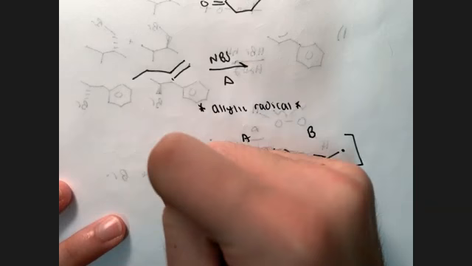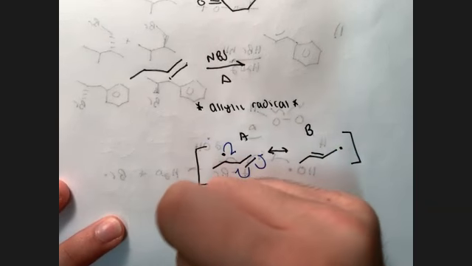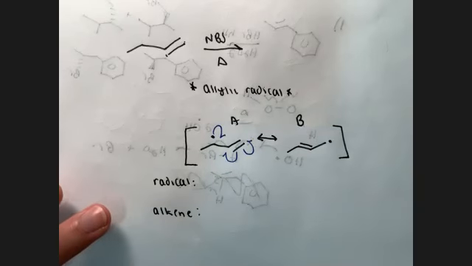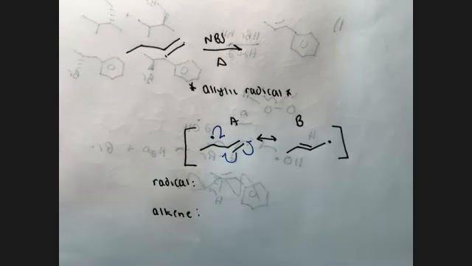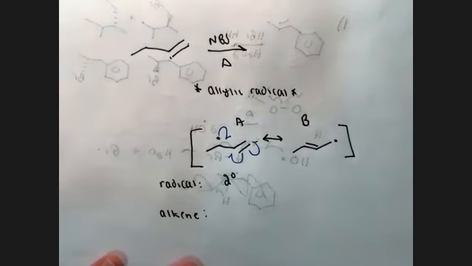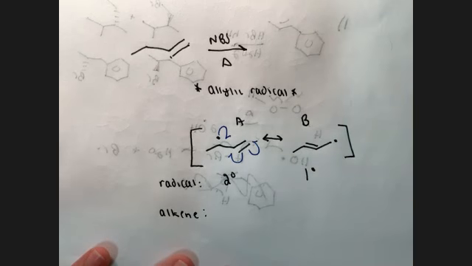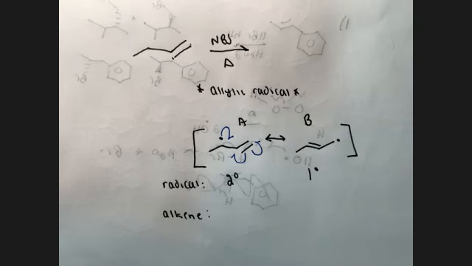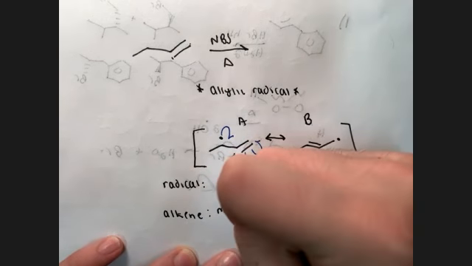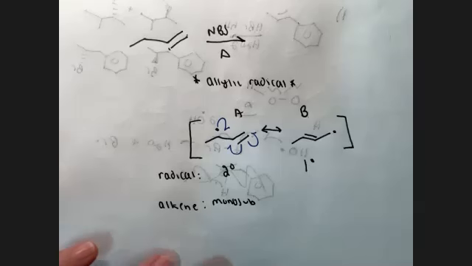Let's talk about some things. In terms of the radical, let's consider the radical in structure A. What is the substitution of that radical? In the chat box, if you guys can. Secondary, right? Okay, and structure B, what is the substitution of that radical? Primary, great. For the alkene in structure A, what is the substitution? I'm looking for monosubstituted, disubstituted, trisubstituted. Great, monosubstituted. What's the substitution of the alkene in structure B? Di, great.